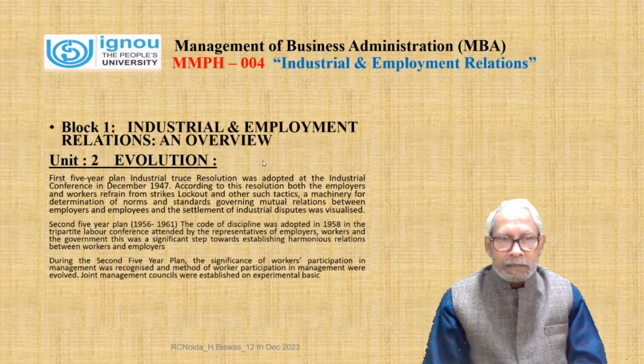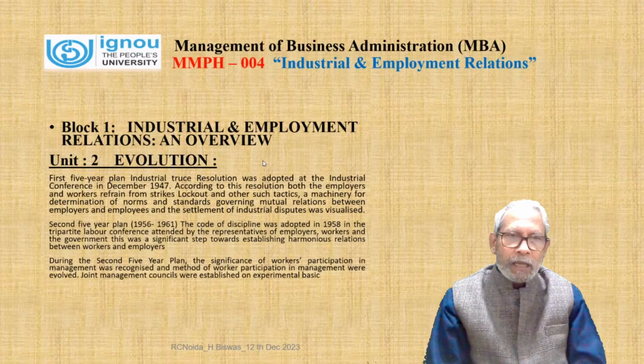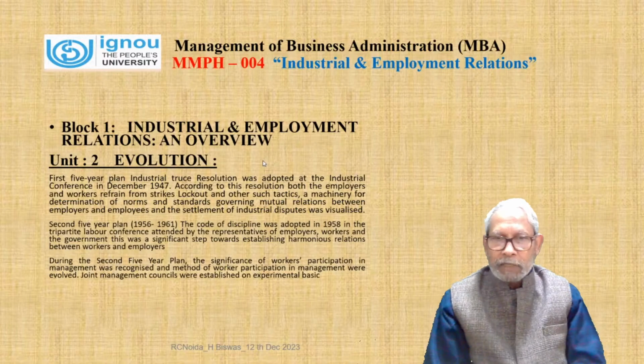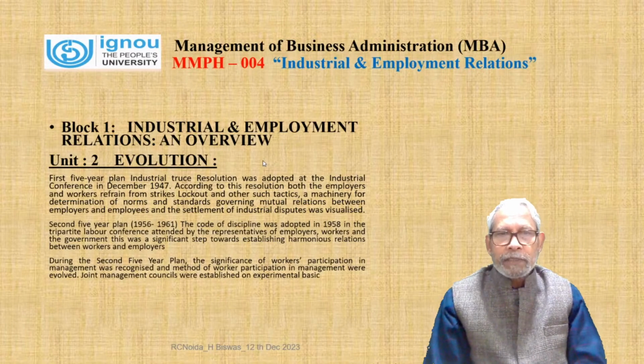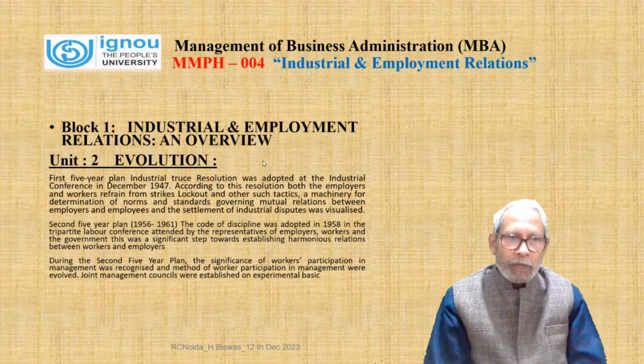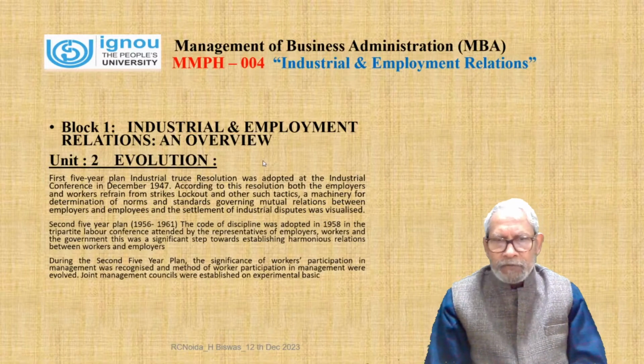In the second five-year plan, 1956 to 1961, the Code of Discipline was adopted in 1958 at the tripartite labor conference attended by representatives of employers, workers, and the government. This was a significant step towards establishing harmonious relations between the workers and the employers. During the second five-year plan, the significance of workers' participation in management was recognized, and methods of workers' participation in management were evolved.